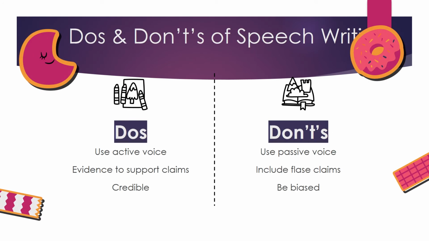So here are the do's and don'ts of speech writing. The writer should use active voice rather than passive voice. All the claims and information presented in the speech should be backed up by evidence. The information should be credible. The tone of the writer should not be biased.